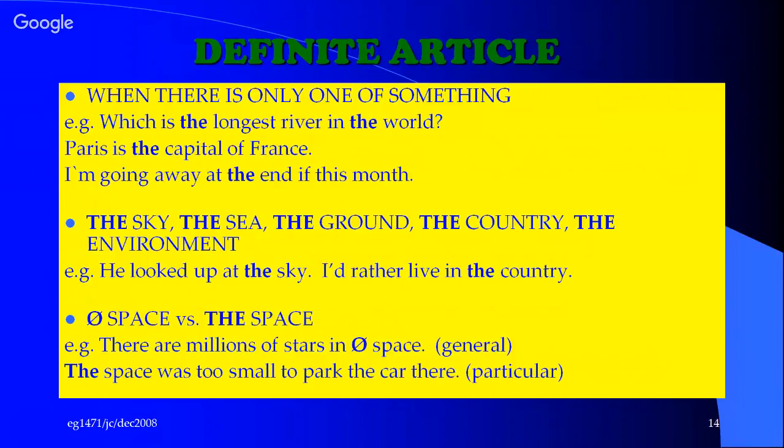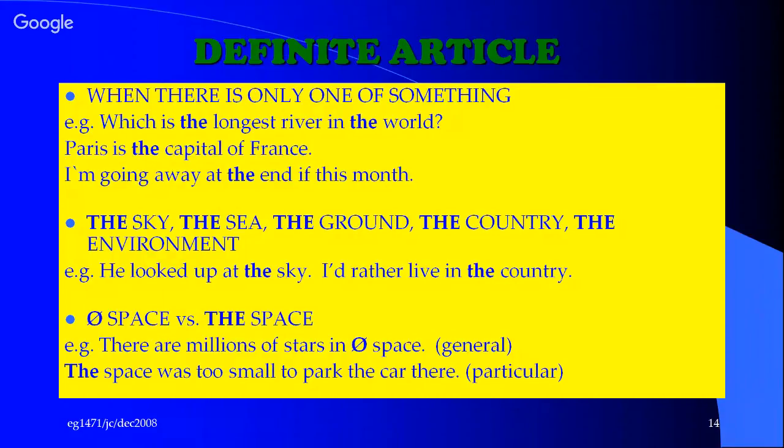The sky, the sea, the ground, the country, the environment. We look up, he looked up at the sky. I'd rather live in the country. Here, country does not mean desha. Country means the village side, that is in the rural area, as opposed to the city area.